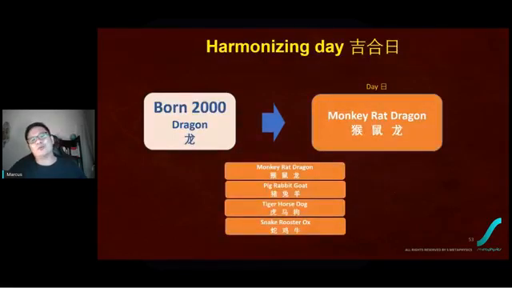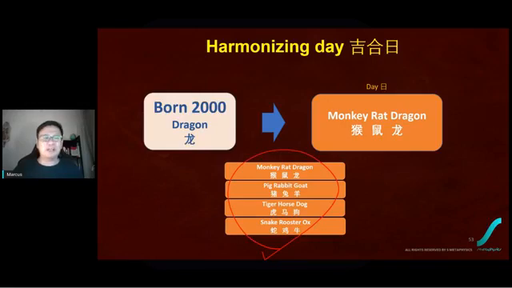And then also, if you are born in the year of the dragon, then the monkey, the rat, and the dragon will be the harmonizing days for you. Okay, and then it depends. You can just look at it here. So you must know the harmonizing days, as these are some of the mitigating factors you can consider along the way.